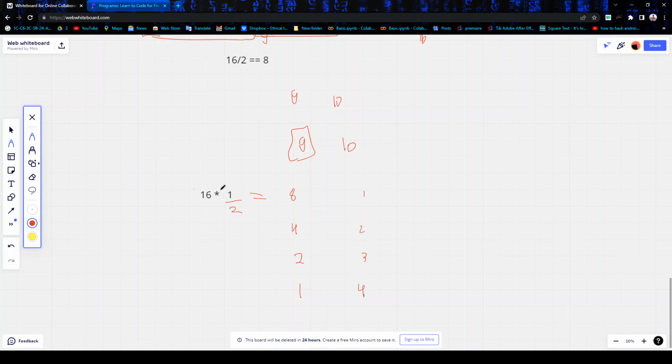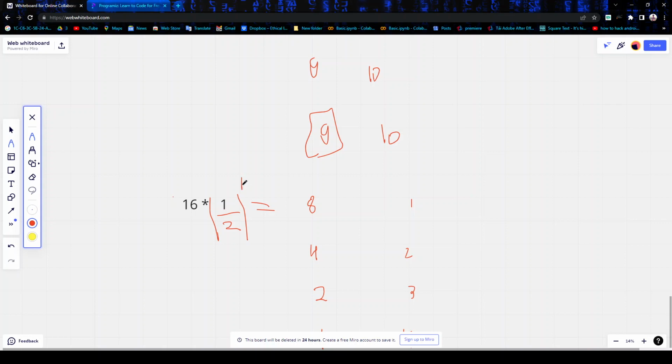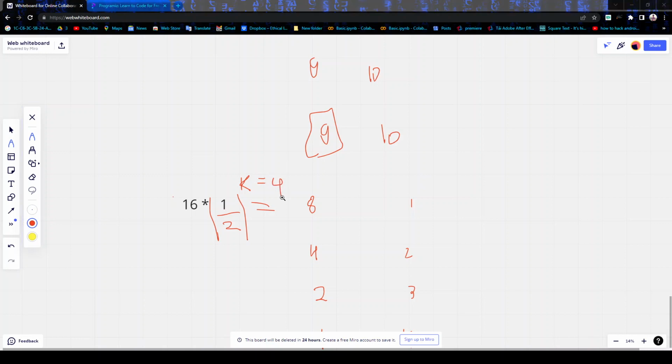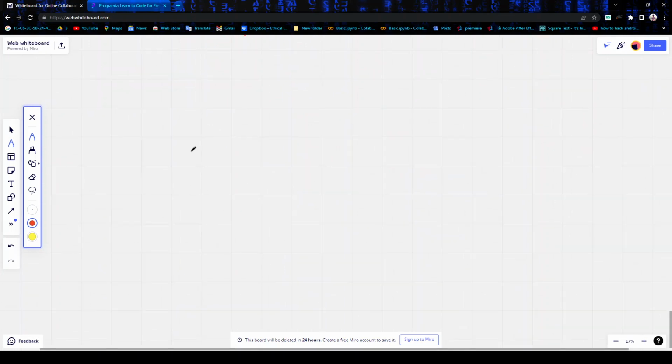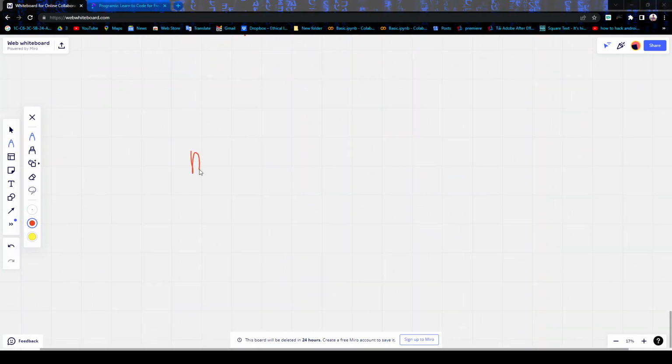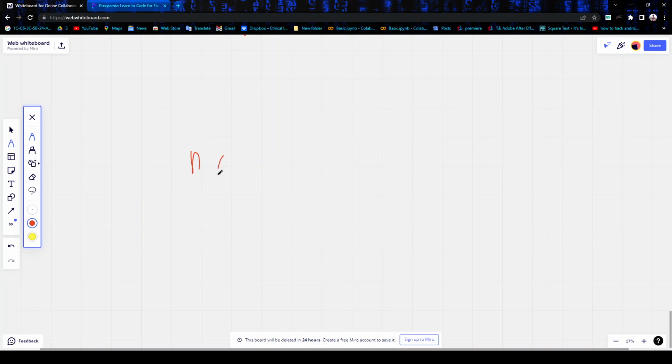That means I can say 16 multiplied by 1 by 2 raised to the power k. And what will be the k here? K will be equal to 4, right? So this is a particular expression that we generally have. So what is n here? Let's understand. Let me convert it into the n format. So let's say we are having n here. Okay, so it is n multiplied by 1 divided by 2 raised to the power k.